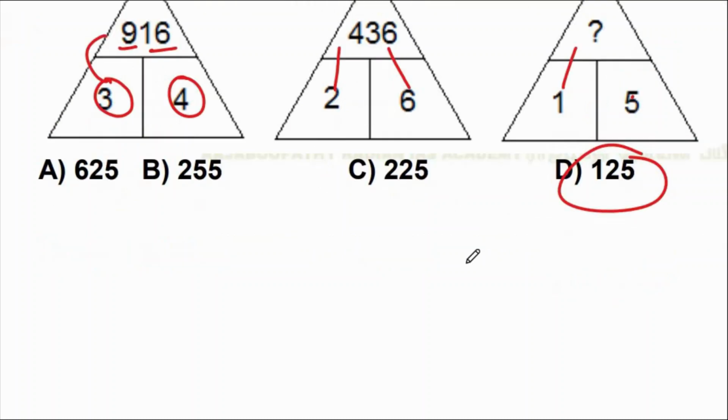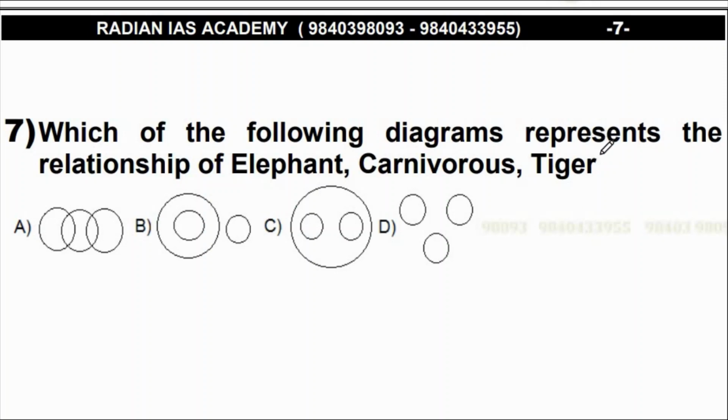Okay. Next question. Which of the following diagrams represent the relationship of elephant, carnivorous, tiger? You may be knowing what is the meaning of carnivorous. So what are the carnivorous? Carnivorous are the animals, living beings which feed on other animals. I can say that carnivorous are non-vegetarians. Now what is the answer? Which of the following diagrams represent? Each circle represents this one. One circle may represent elephant, another circle may represent carnivorous, another circle may represent tiger.